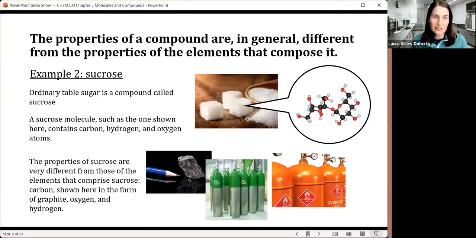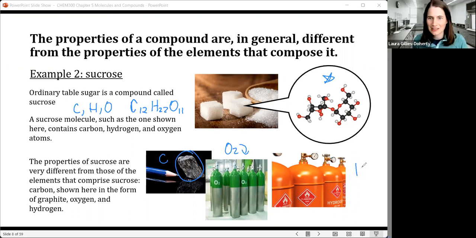Another example is sucrose. Sucrose is just ordinary table sugar. The sucrose molecule, shown here, is made up of carbon atoms, hydrogen atoms, and oxygen atoms. Its formula is C12H22O11. So sucrose has very different properties than the elements it is made up of. Right, here's carbon, graphite, solid carbon, oxygen gas, highly flammable, and hydrogen gas, also highly flammable.